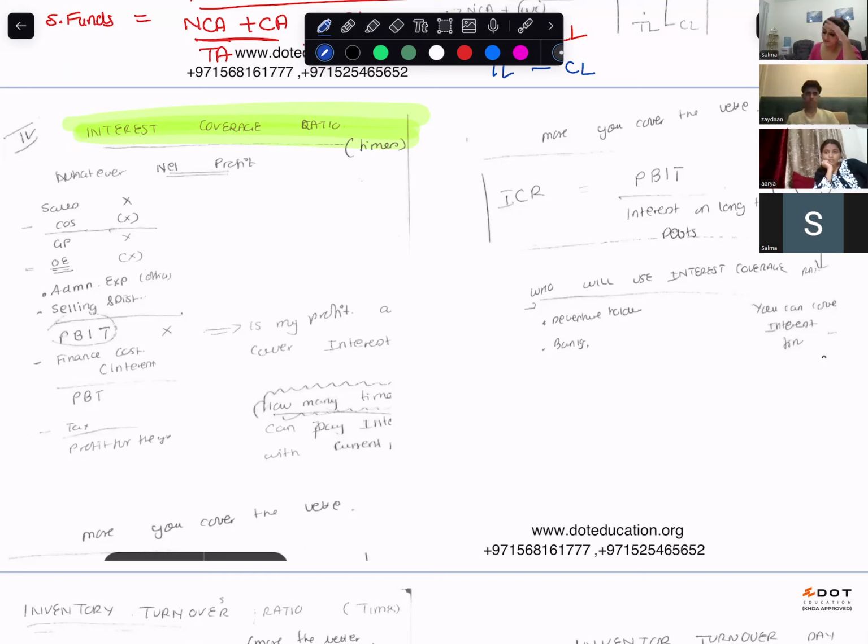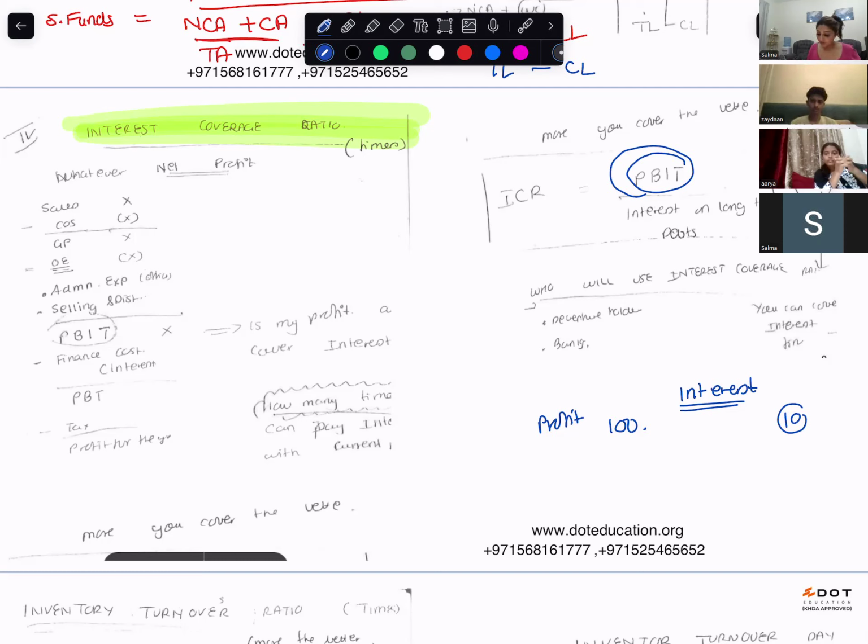Okay, understand this fact very clearly. Say, for example, your interest is 10 and your profit is 100. What does this mean? Which profit I'm talking about? I'm talking about the profit before interest, before tax. It means that with your current profit, you can pay your interest 10 times. So profit upon interest is 10. So that means with your current profit, you can pay your interest 10 times.